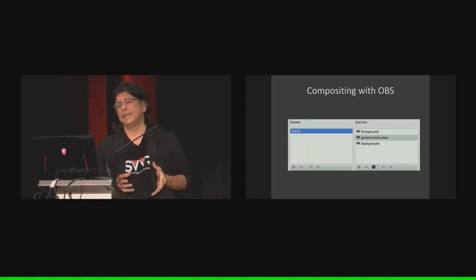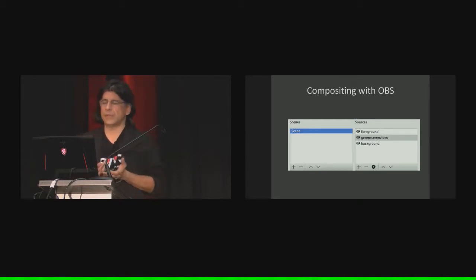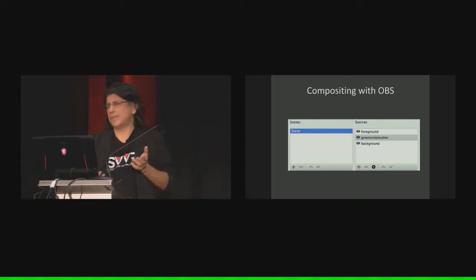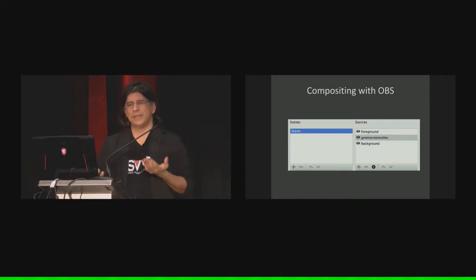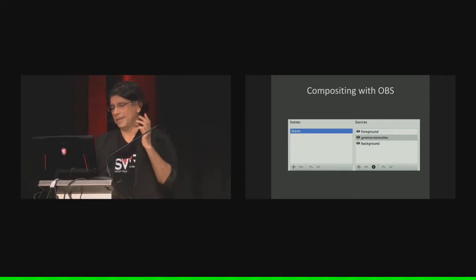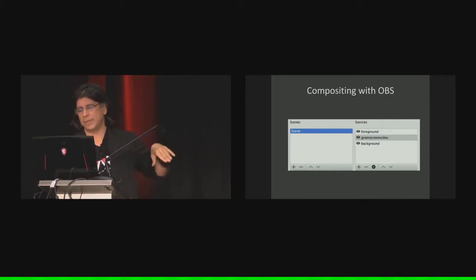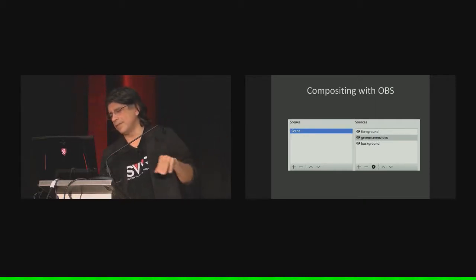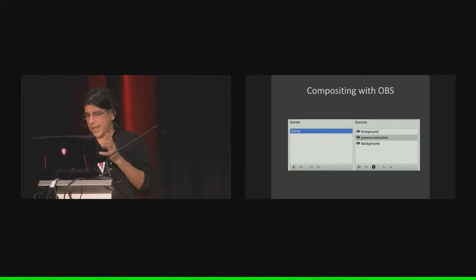And then you composite everything with a software tool like OBS. I know there's XSplit as well. I think OBS is still good. They've been fixing a lot of the bugs over the year. So this is how you put in order the foreground, your green screen video, and your background, and it gets composited together.